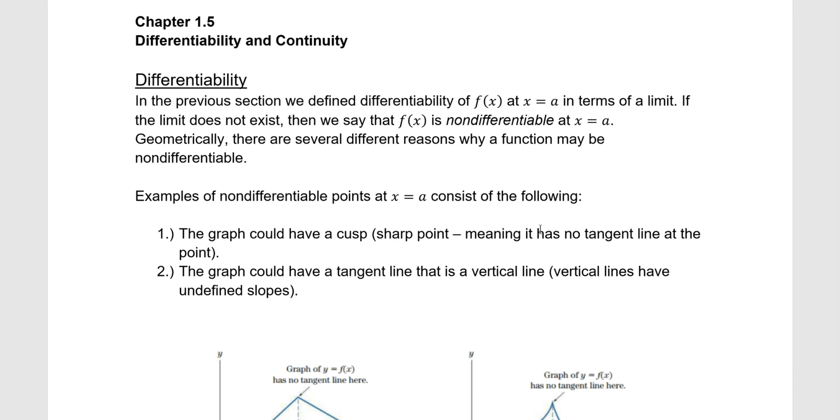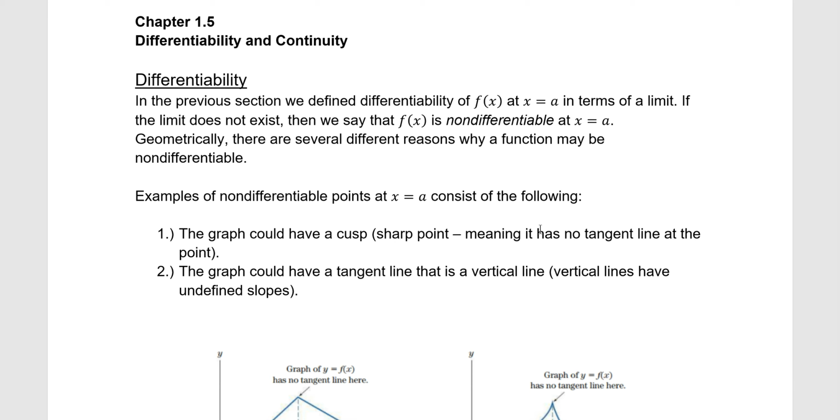Chapter 1.5 is differentiability and continuity. So let's start with differentiability. In the previous section, we defined differentiability of a function at x equals a in terms of a limit. We had the limit definition of the derivative. And if the limit does not exist, we say that the function is non-differentiable at that point, x equals a.